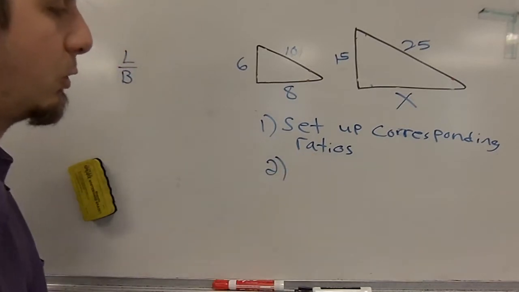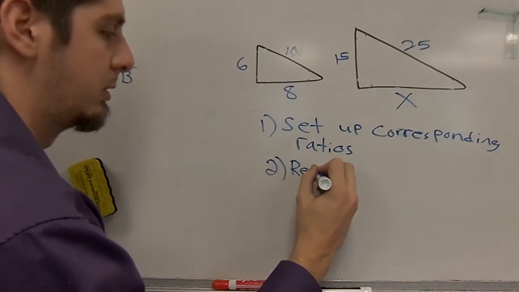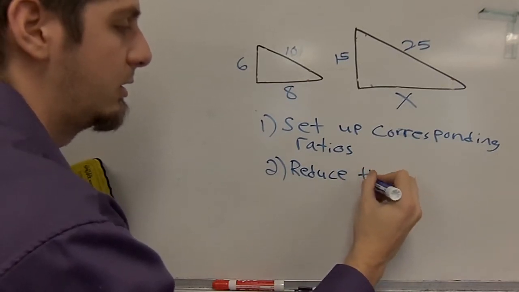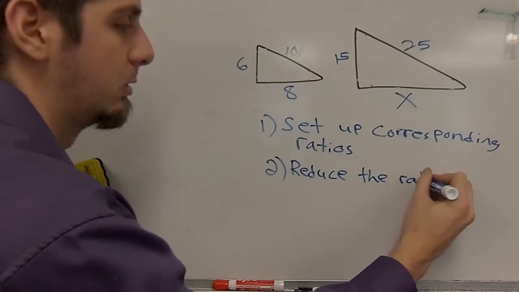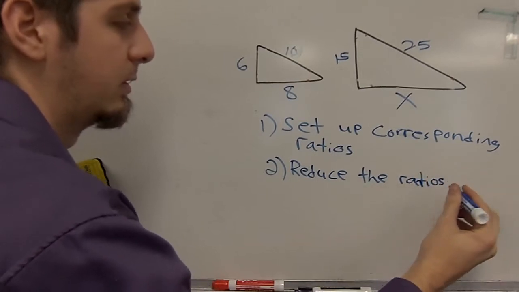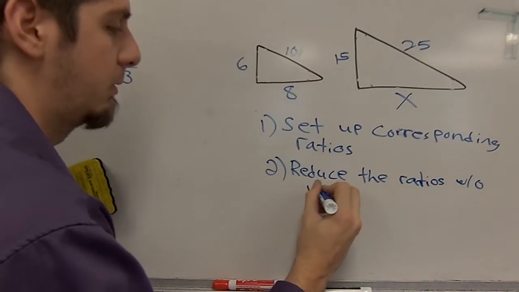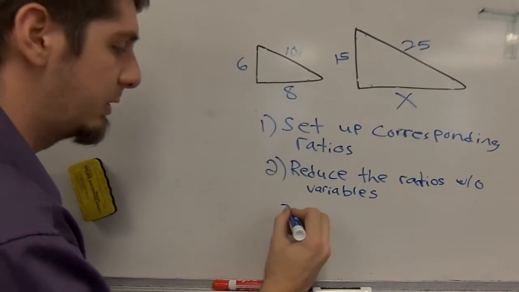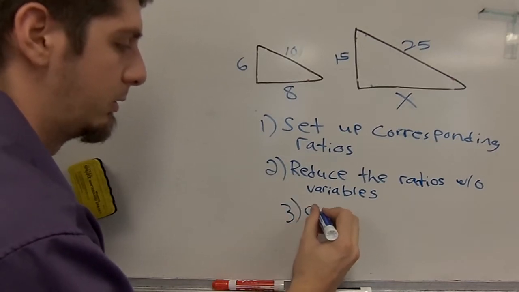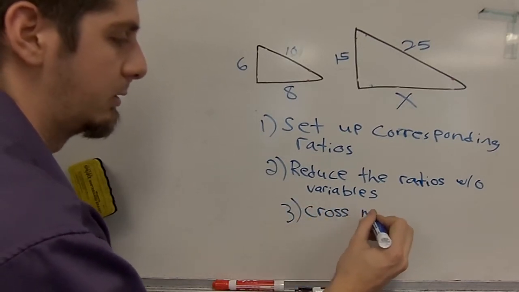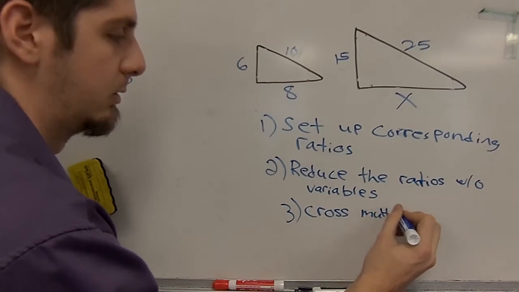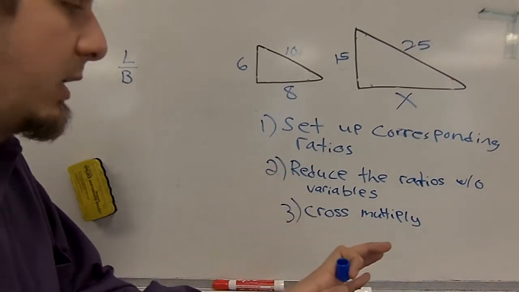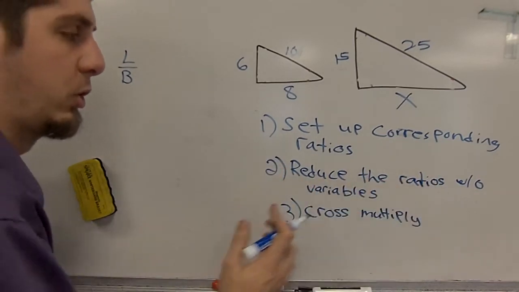Second, you're going to reduce the ratios without variables. And then third and final step, you're going to cross multiply the ratio that has your variable in it with the reduced version of your other ratio.